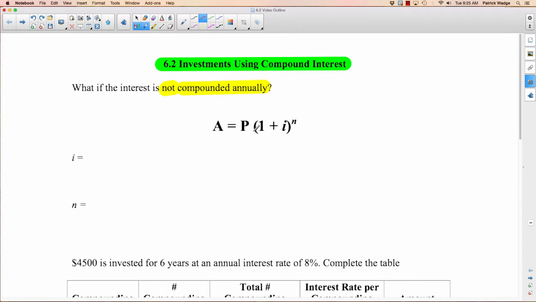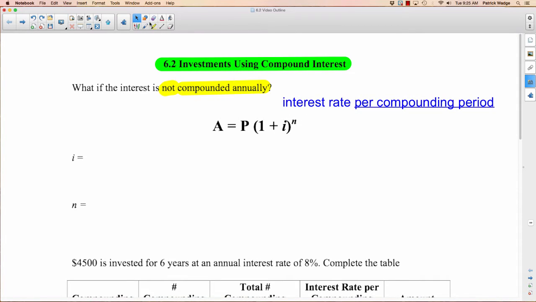A equals P, 1 plus i raised to the nth power. Just like last time, A is the total amount that you now have, and P is the principal, the amount of money you started with. What's a little bit different is what i and n stand for. So before, we said that i was the interest, and it was the annual interest rate. But now what we're looking at for i, it's the interest rate per compounding period.